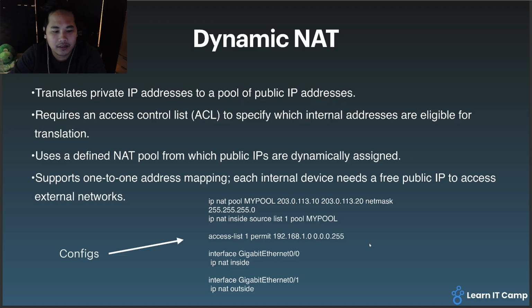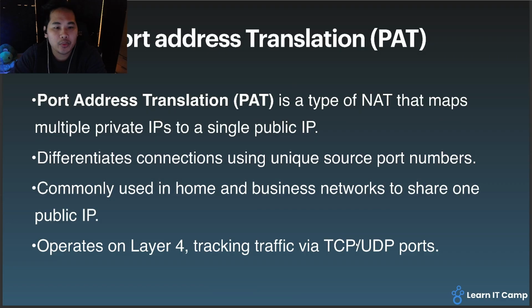Here's how you configure Port Address Translation, PAT. PAT is the type of NAT that maps multiple private IPs to a single public IP. It differentiates connections using unique source port numbers, commonly used in home and business networks that share one public IP. It operates on layer 4, tracking traffic via TCP and UDP ports.